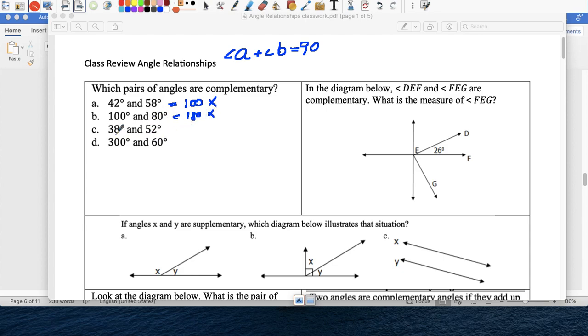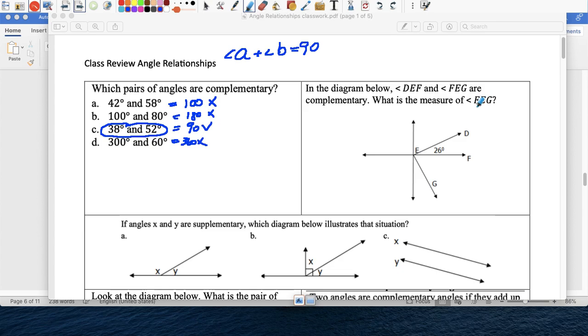That's not it. 38 plus 52 does equal 90. Ta-da, we have our pair. So these two are complementary because they add up to 90. And the last one, obviously, adds up to 360, and it's not. Tomorrow, I'll give you some colors so that you can highlight. Okay, just another tool that you can use.